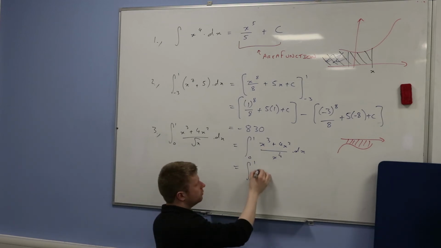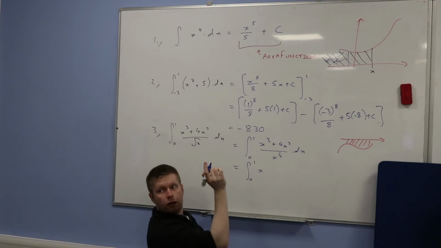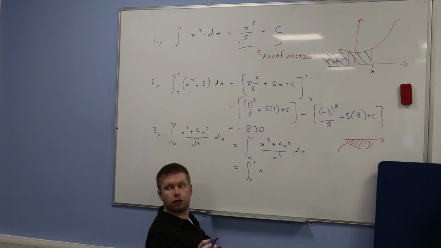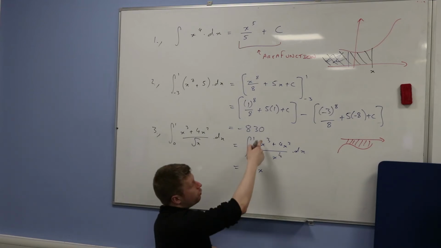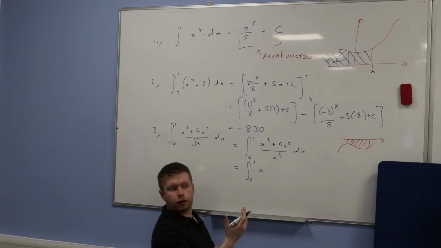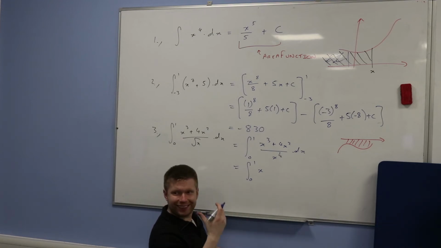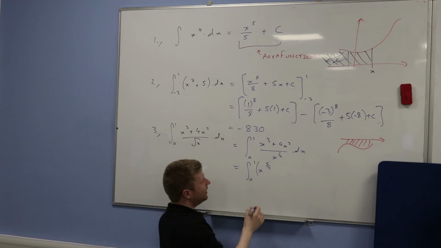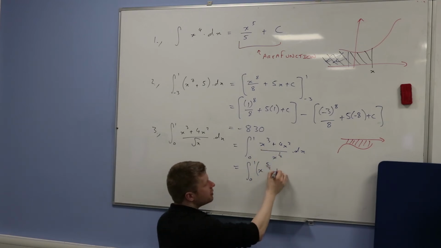It's 2.5. What's 3 take away half? 2.5, which as a fraction is 5 over 2. Yeah, good. 5 over 2, good. Glad we're awake.